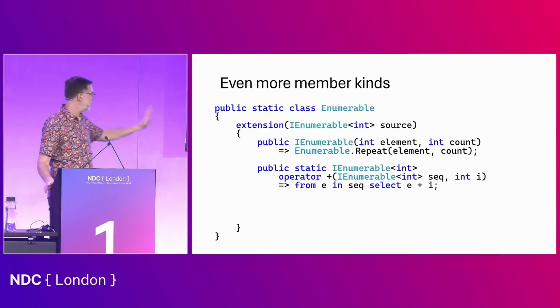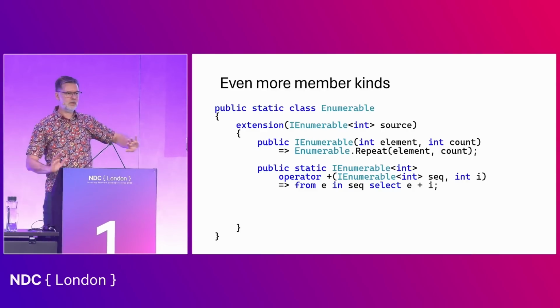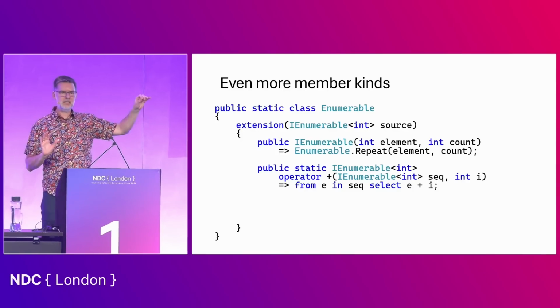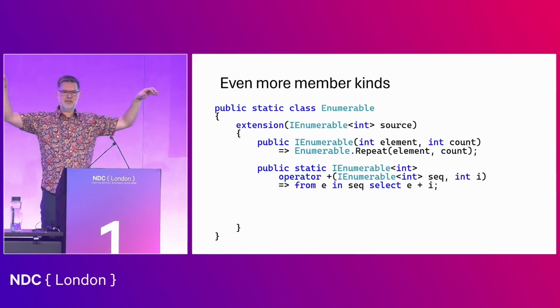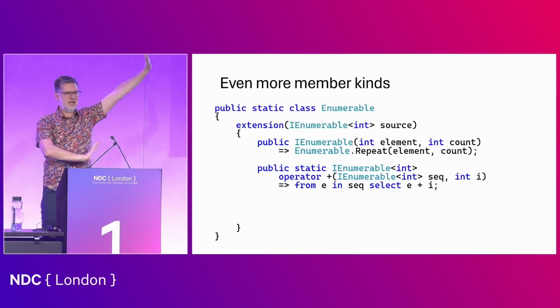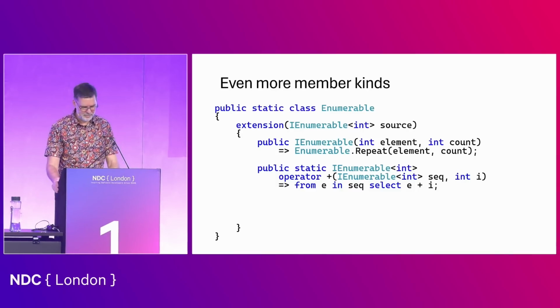And this is just a simple example of that, where if it happens to be an IEnumerable of int, then it has a plus operator where you can add an int, and it adds to all the elements, right? Just as a trivial example of that.